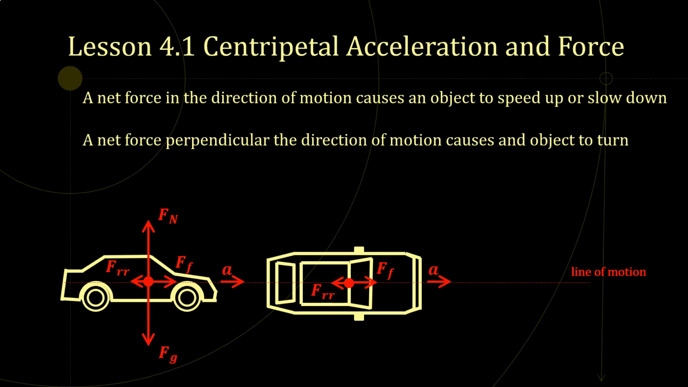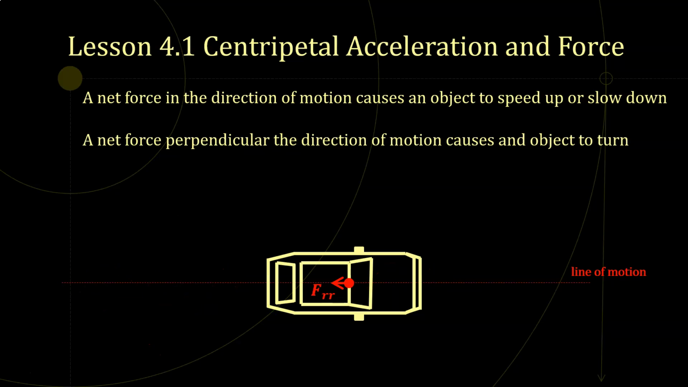Okay, once again, we can look at a top view of our car, and if these are the only forces that are acting, my friction force pointing forward and my rolling resistance force acting backward, notice from this view, I can't see the vertical forces. But once again, the vertical forces don't really matter because they perfectly cancel each other out. All of the forces are in the line of motion.